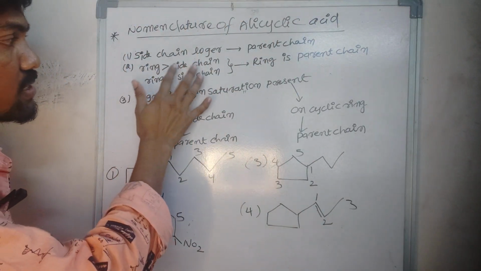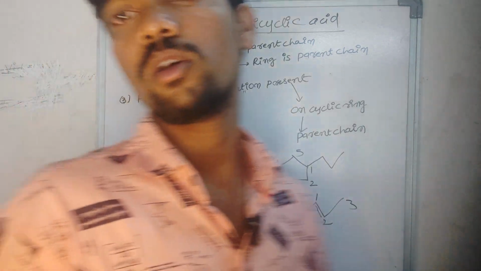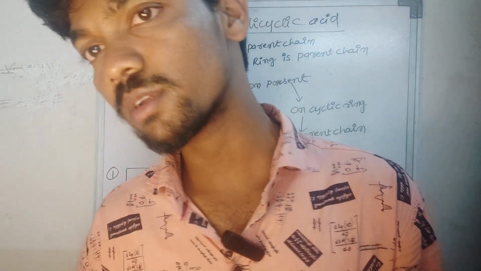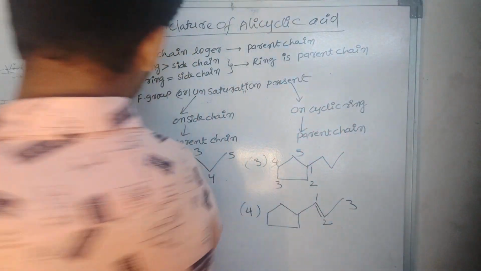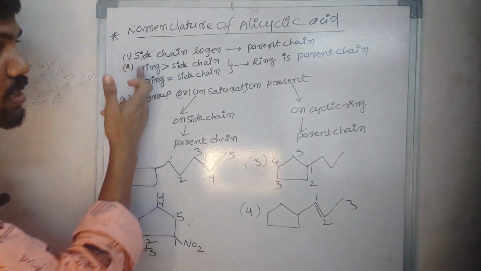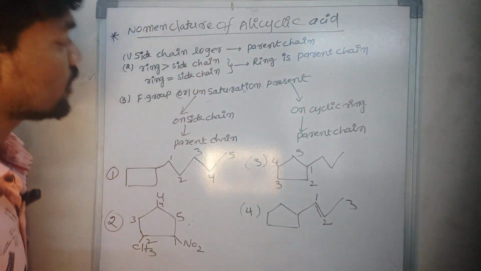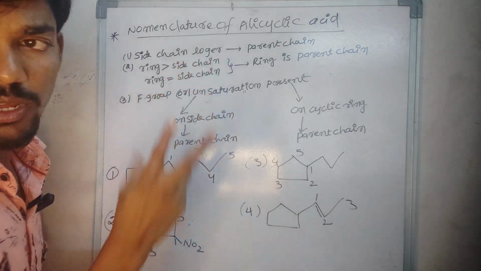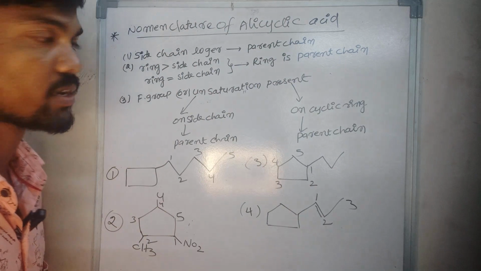If the ring is greater than the side chain, meaning not in size but in number of carbons, then we have to take the ring as the parent chain. If the ring has more carbons than the side chain, we take the ring as the parent chain. If the ring and the side chain have the same number of carbons, then we also take the ring as the parent chain.